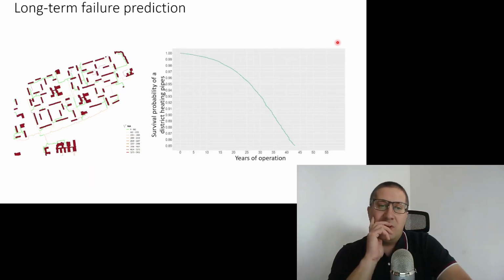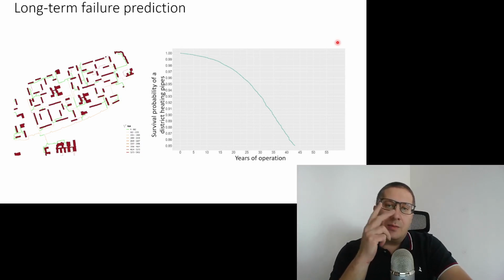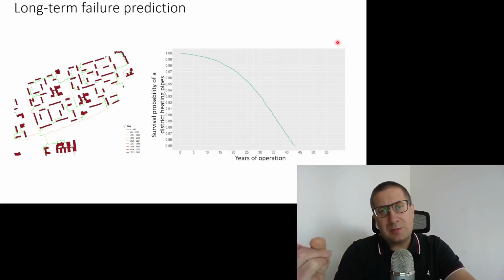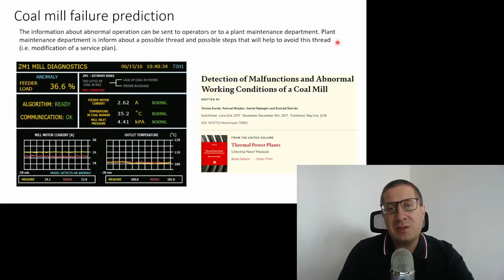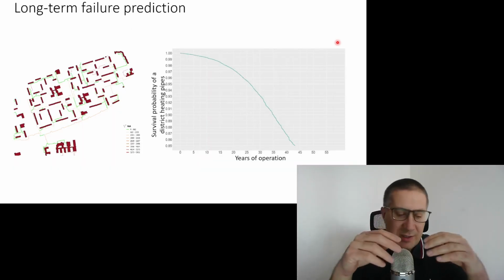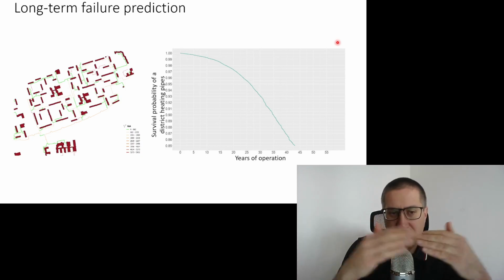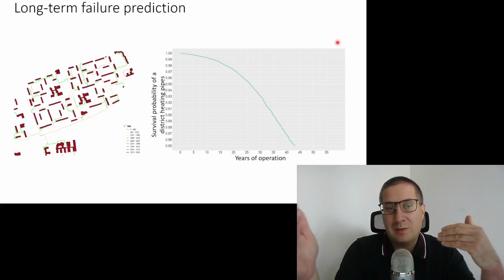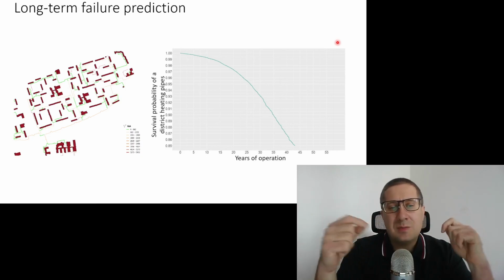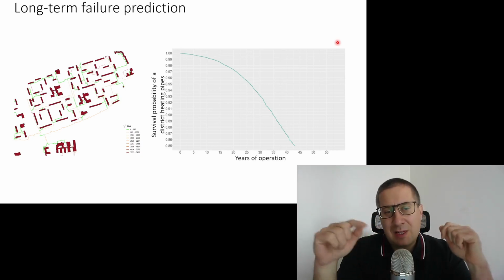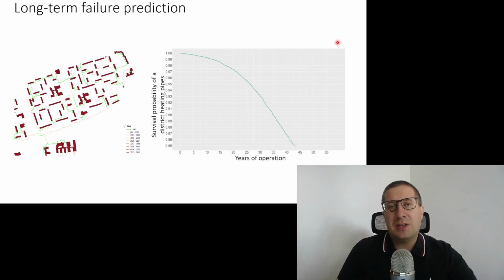Here is another example of a project. Here we try to predict failures in the long term. In the previous case it was rather short term, right? We had minutes to the failure, minutes for taking the action. But we also have projects where the time horizon is much longer. We have months. It covers months or years. In such cases, the time factor has to be taken into consideration.